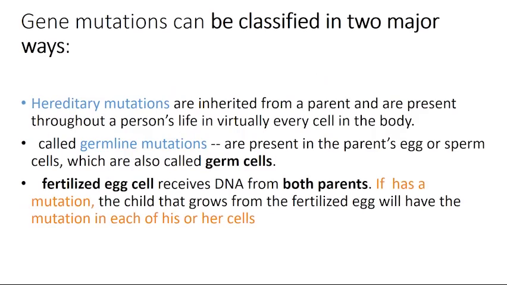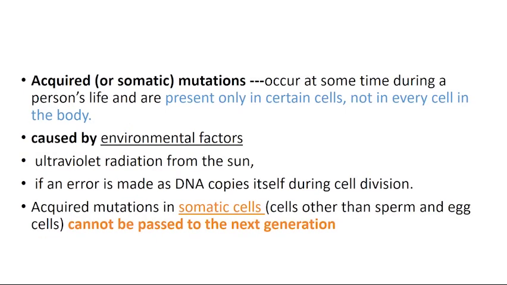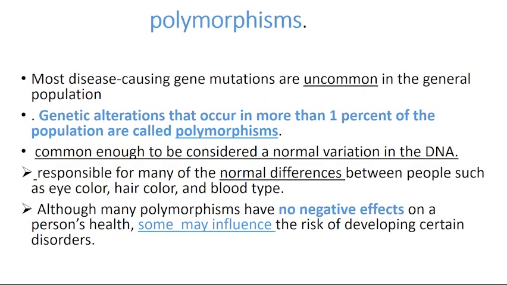If there is a mutation, the fertilized egg cell receives DNA from both parents with the mutation. The child that grows from the fertilized egg will have the mutation in each of his or her cells, whereas the acquired one will not be present in all, and it will not necessarily pass to all the cells.